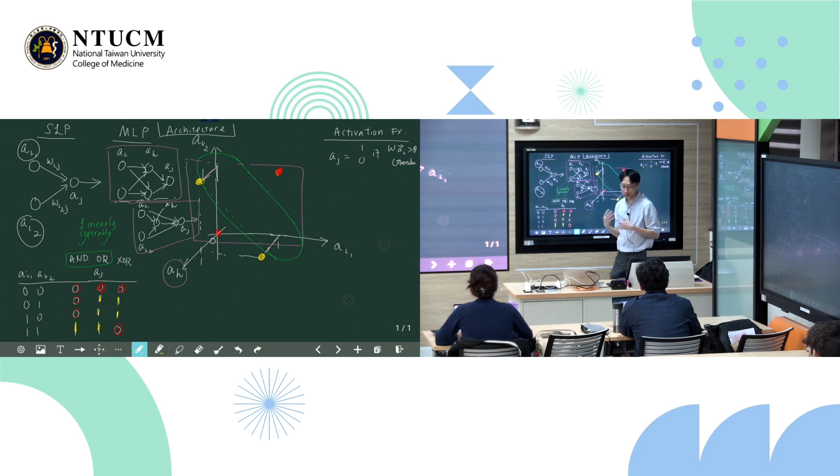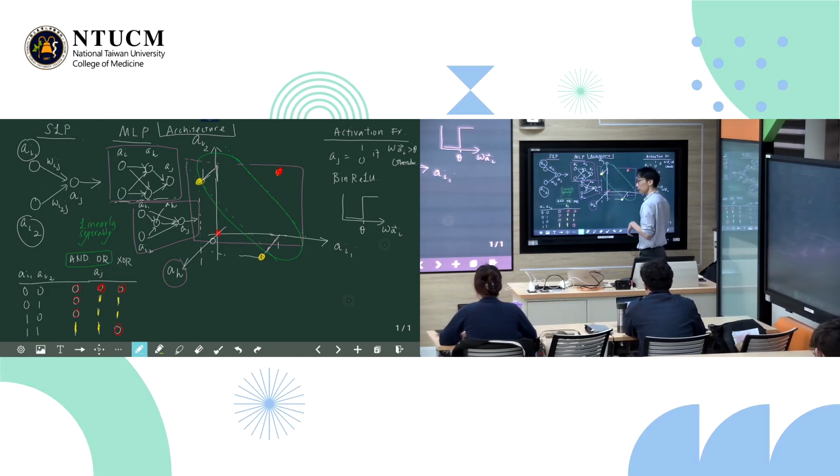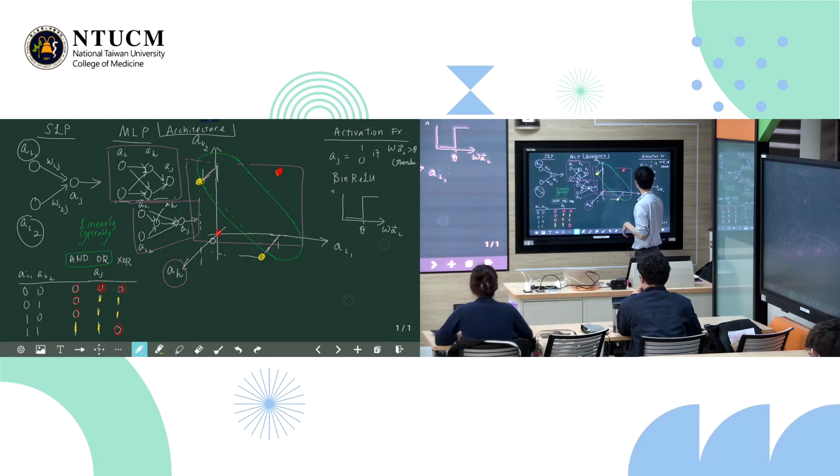It's 1 if the sum of the weighted inputs is greater than theta, or otherwise it's 0. That is the binary ReLU. And it looks like this, right? This is theta, this is the matrix operation of the input, and this is the output. So it looks like that.